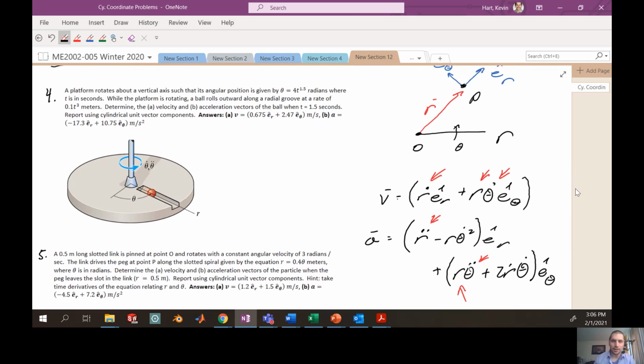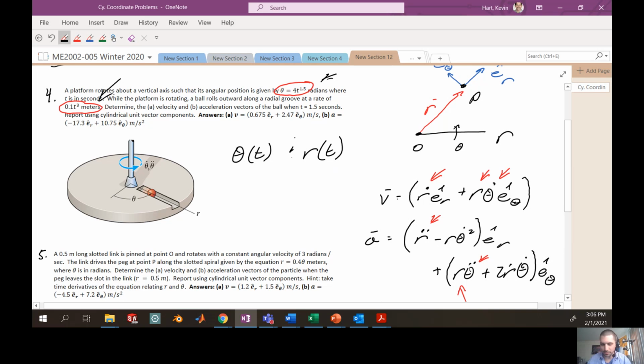So there are two types of problems that you'll typically see when you're looking at these cylindrical coordinate kinematic problems. And the first is like problem number 4. In this particular situation, we have theta and the position r both as a function of time. So to get things like theta dot, theta double dot, and r double dot, all you do is take these expressions that are given and differentiate them with respect to time.